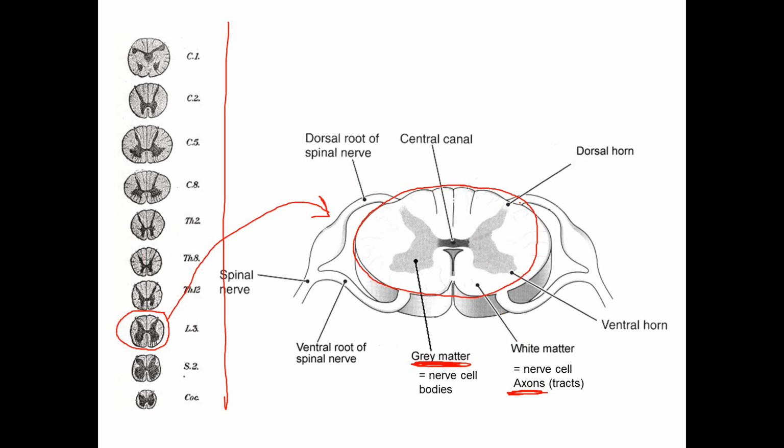So this is a very clever diagram showing you how this is arranged. And notice how these projections here and here and here and here in the grey matter tie up quite neatly to where the spinal nerves come in or go out. Okay, so that's the grey matter of the spinal cord. It's where all the connections of the nerves are made.